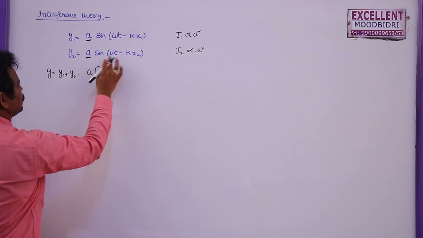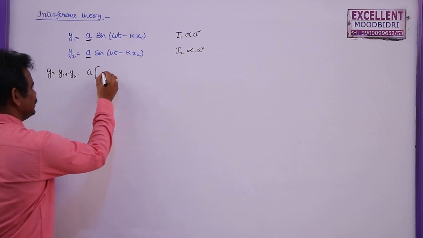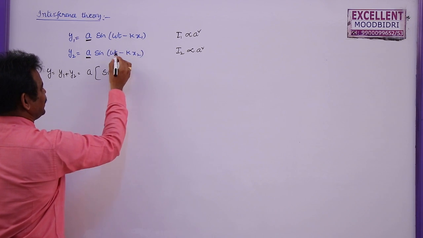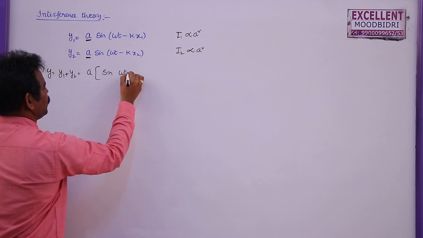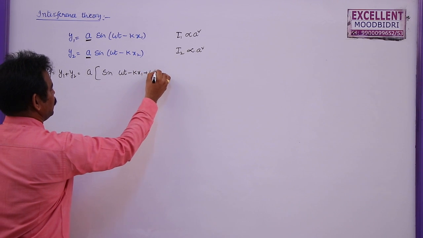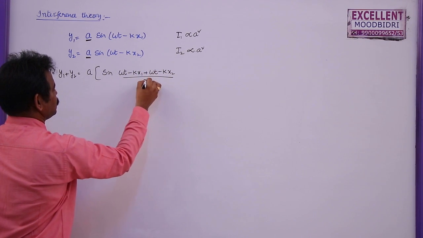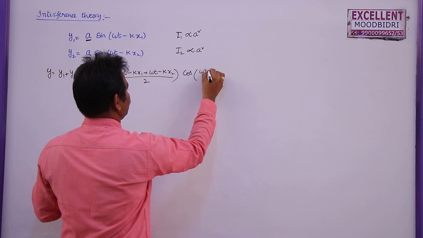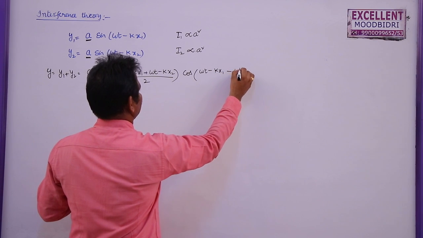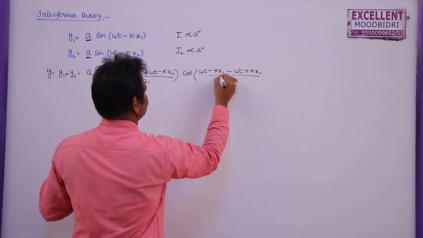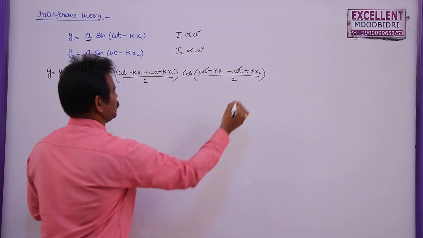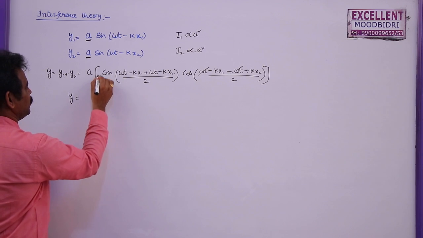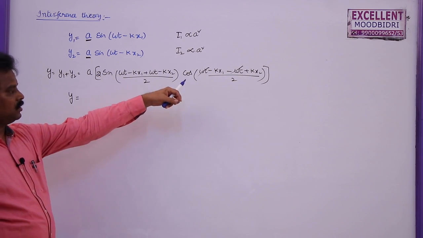This is sin c plus sin d, which can be written from the transformations as 2 sin((c plus d)/2) cos((c minus d)/2). Sin((c plus d)/2) means (omega t minus kx1 plus omega t minus kx2)/2, and cos of (omega t minus kx1 minus omega t plus kx2)/2. These two get cancelled. So the resultant wave equation is given by 2a sin((c plus d)/2) cos((c minus d)/2).